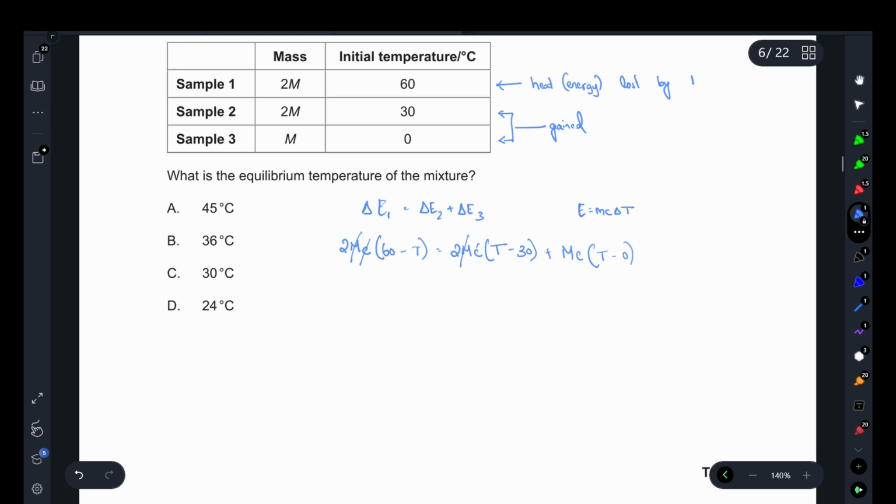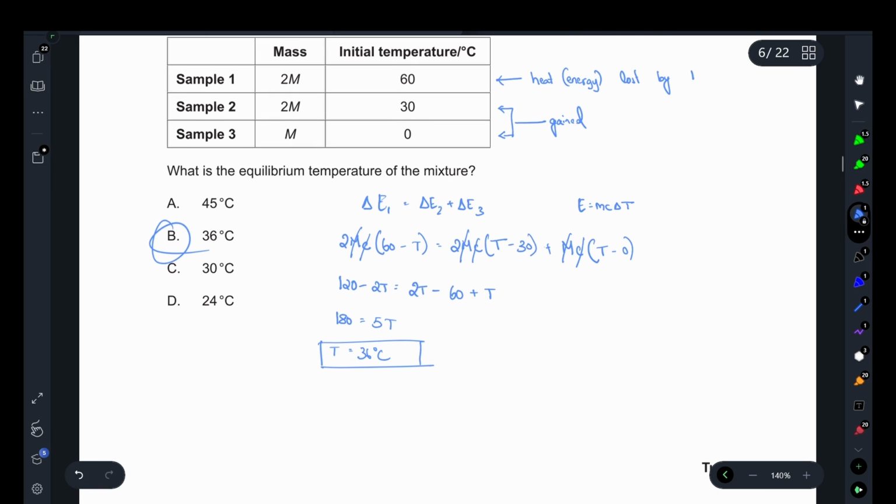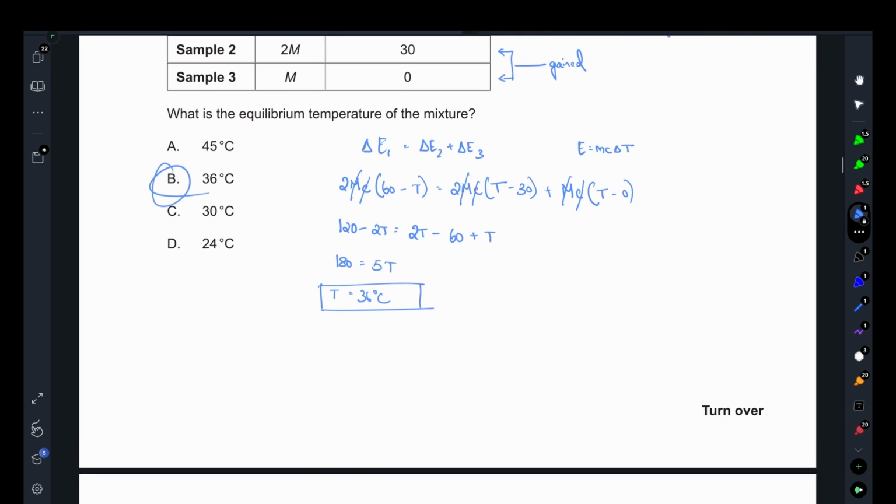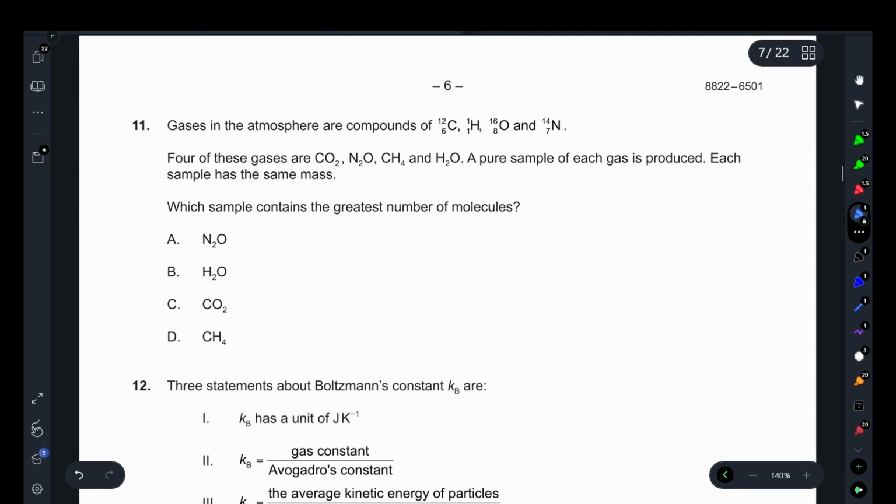Let's go ahead and cancel out some variables. M and C are constants for this particular setup. So you have 120 minus 2t is equal to 2t minus 60 plus t. Rearranging gives you 180 is equal to 3t, or 5t, sorry. And t is equal to 36 degrees Celsius. Let's move on to question number 11.